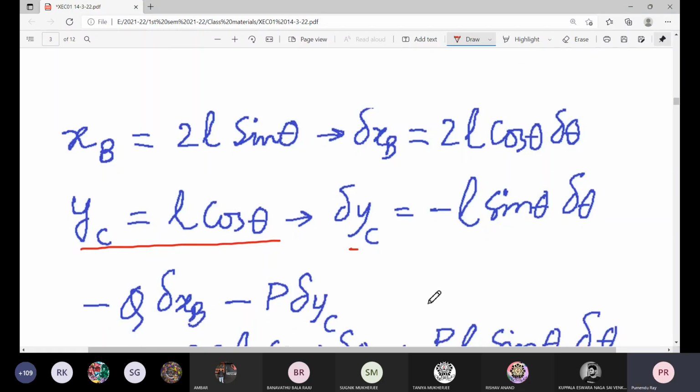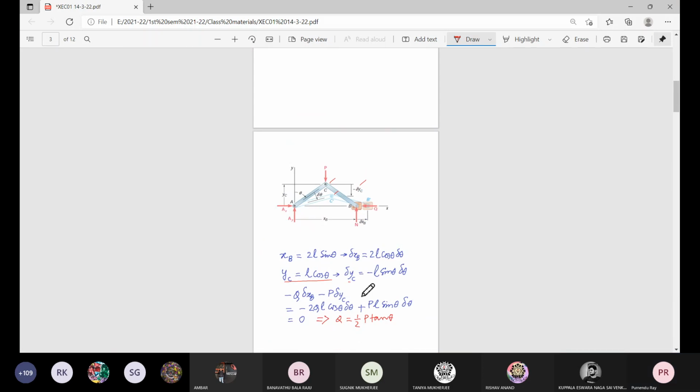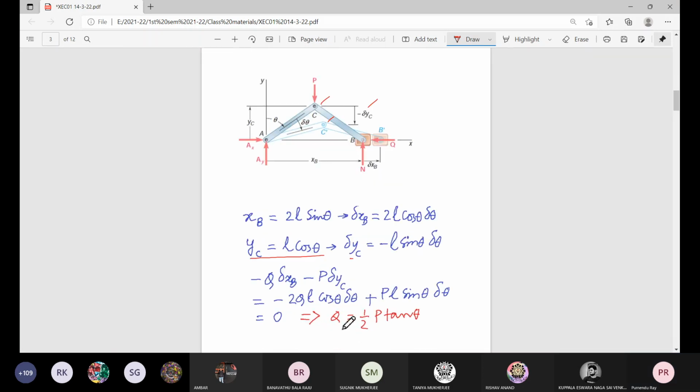Work done corresponding to, anyway, sorry. This is the whole thing. Q is the force applied towards right, the reaction required there to stop sliding outward, and the displacement is opposite to that. So minus Q multiplied by delta XB, it should have its proper sign. It's a scalar quantity, that work done.